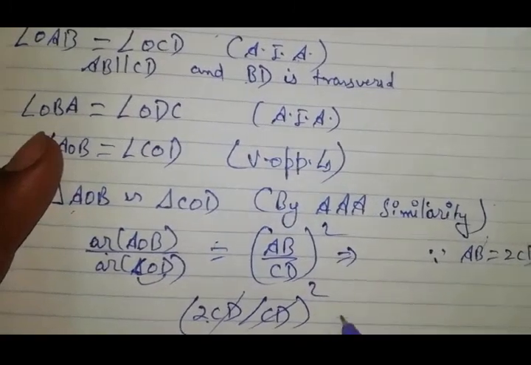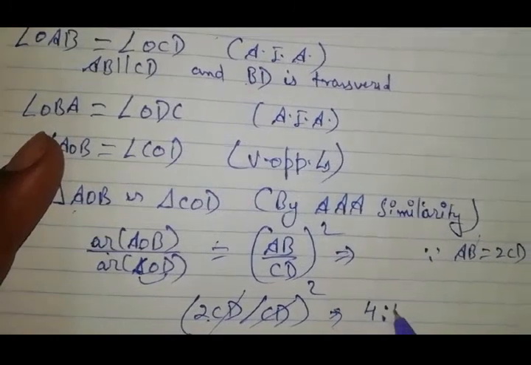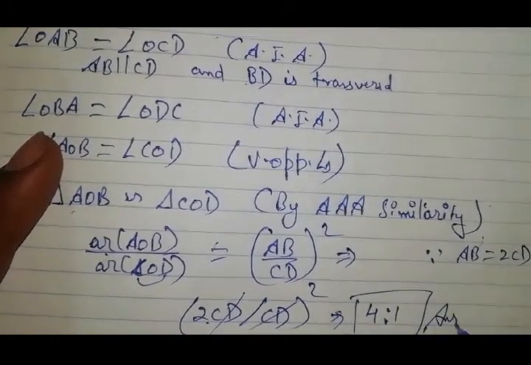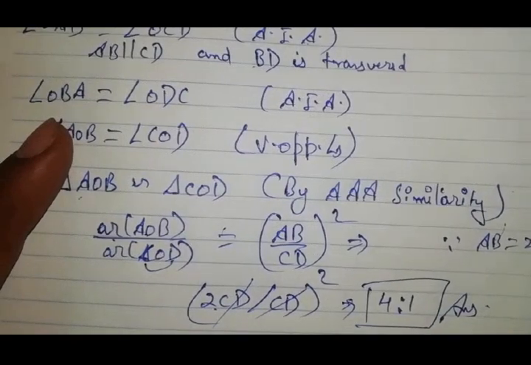So CD and CD will cancel out. We have here 2 square, 4, ratio 4 is to 1. This is our answer. So in this manner you have to solve. Now let's move to the next question.